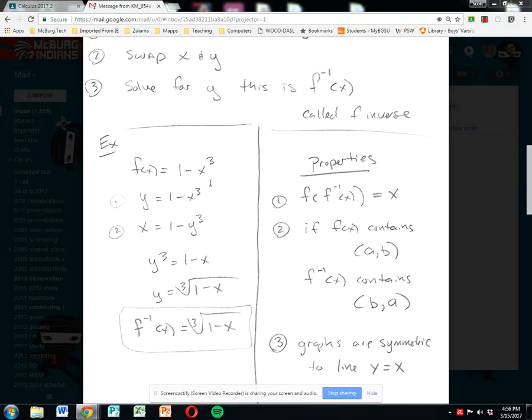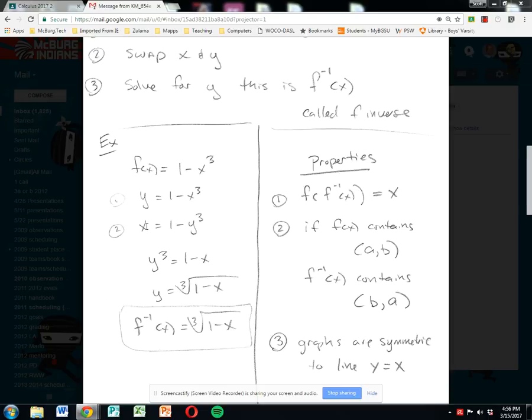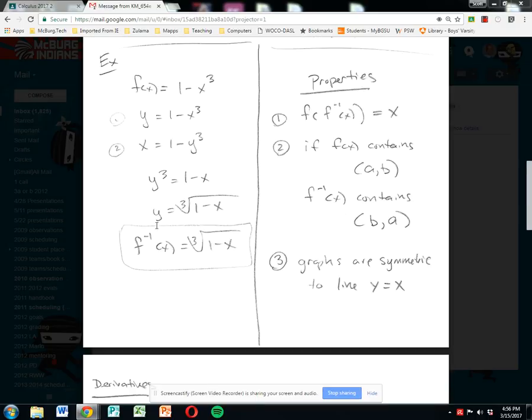Start with f of x equals 1 minus x cubed. Put it in terms of y. y equals 1 minus x cubed. Swap x and y around, and then solve for this y over here. In this particular case, all I did was subtract x from both sides and add y to both sides. y cubed is 1 minus x, cube root of both sides, y is equal to cube root of 1 minus x. Therefore, I can switch back to inverse notation. f inverse of x is equal to the cube root of 1 minus x.